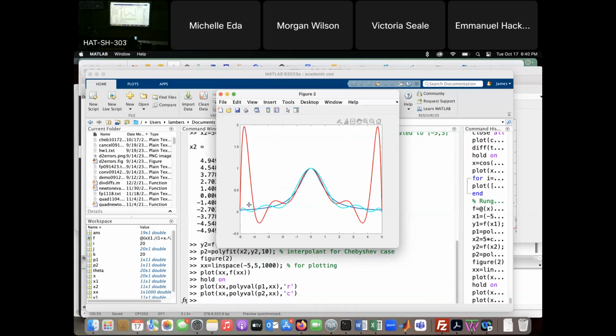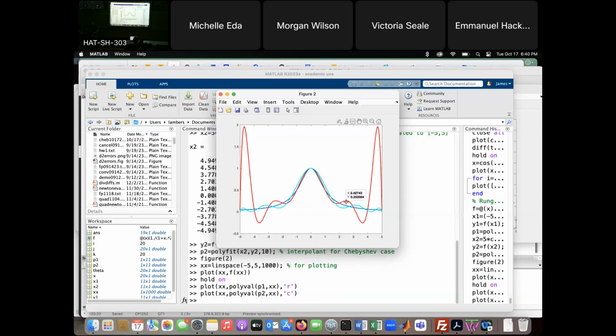So the light blue one, that's Chebyshev. Now there's still noticeable error here compared to the blue one, but it's a whole lot closer. The error is contained. It's not going all over the place like the equally spaced one. So Chebyshev is a whole lot better in this case. That's why Chebyshev polynomials are popular for a lot of things, because of their approximation properties. Okay. And that's actually all I have for this MATLAB demonstration.